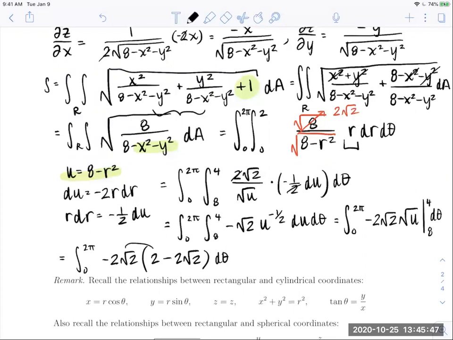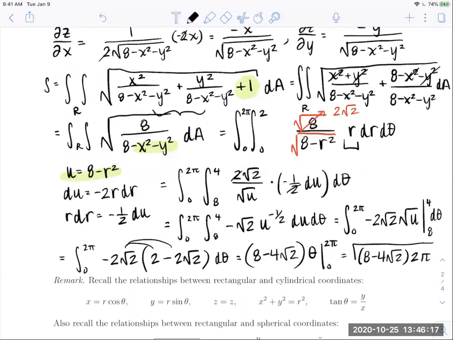So if I distribute the negative 2 root 2, I'm going to have a positive 8 minus 4 root 2. And then when I integrate with respect to theta, there were no thetas. So I'm just going to tack a theta on and evaluate from 0 to 2 pi. And so my final answer here is 8 minus 4 root 2 times 2 pi. And we just made it.